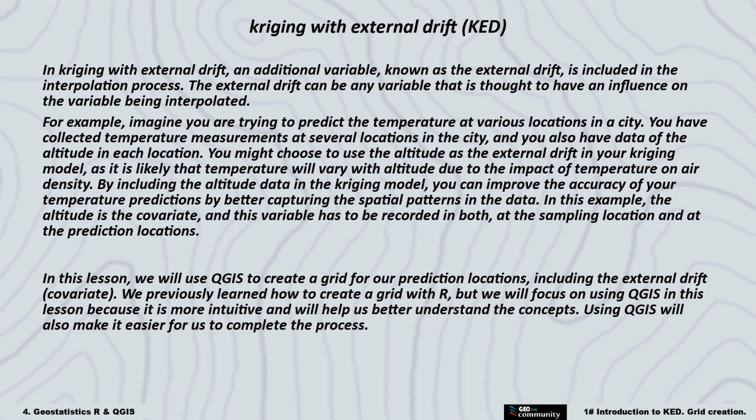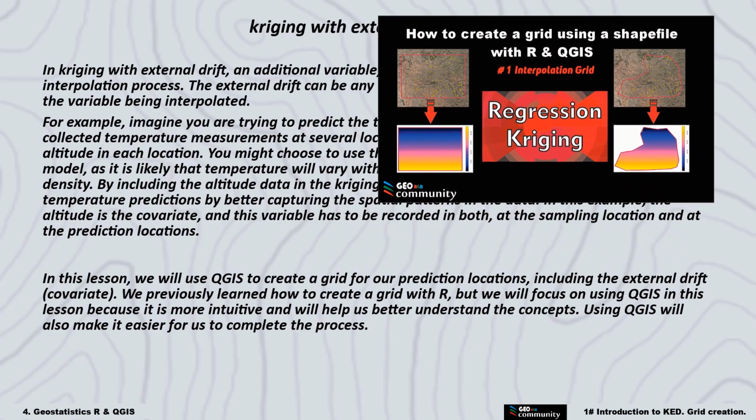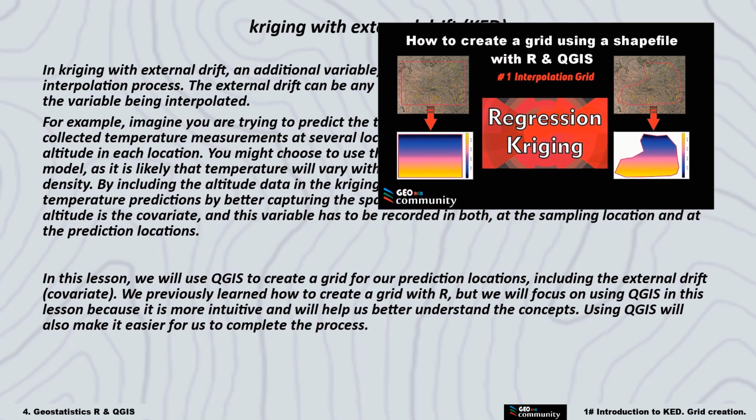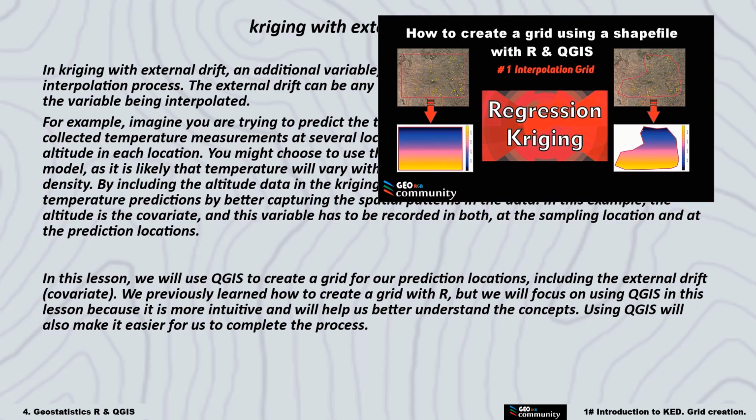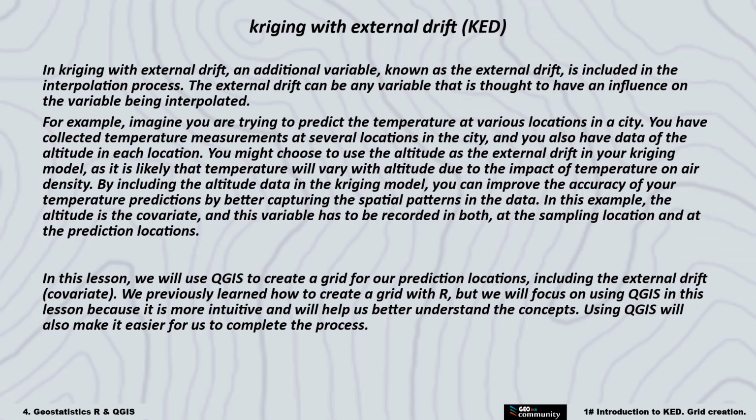In this lesson, we will use QGIS to create a grid for our prediction locations, including the external drift, the covariate. We previously learned how to create a grid with R, but we will focus on using QGIS in this lesson because it is more intuitive and will help us better understand the concepts. Using QGIS will also make it easier for us to complete the process.